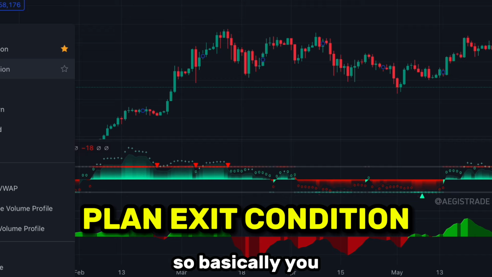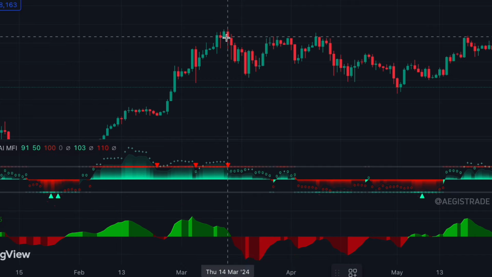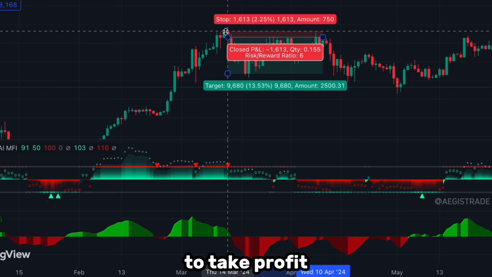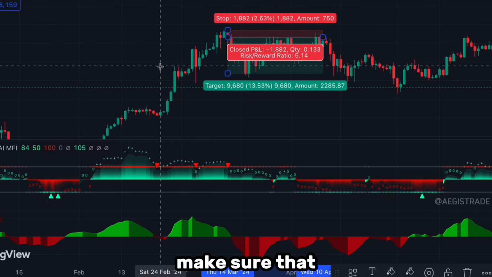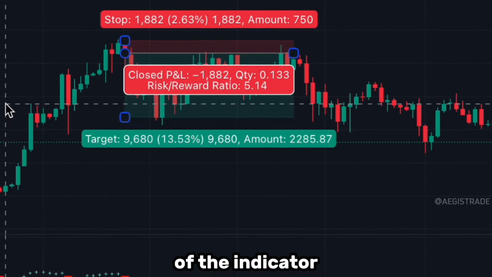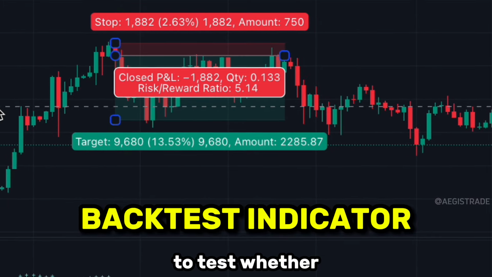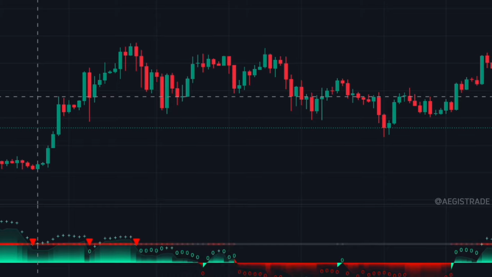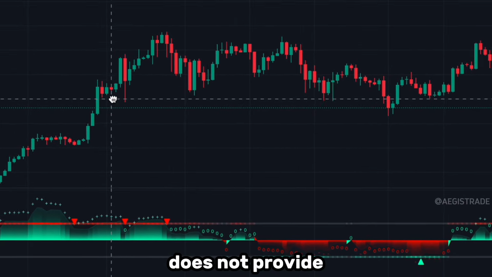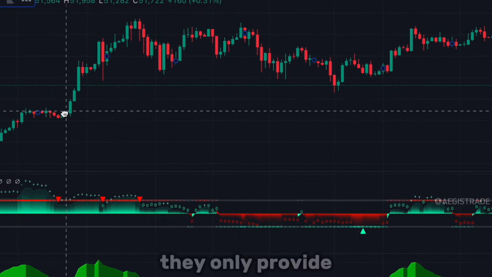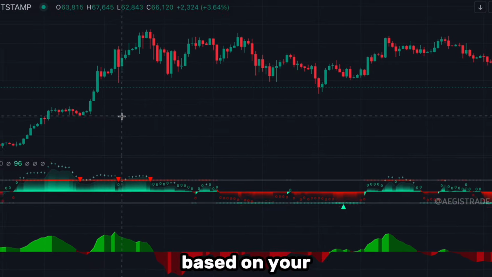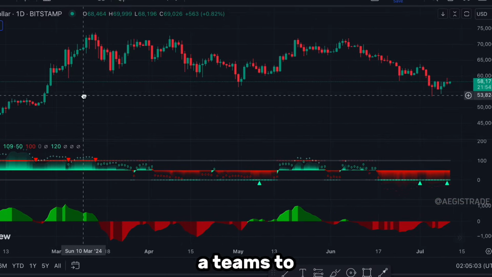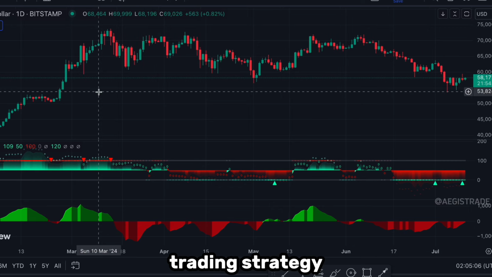So basically you can start to strategize your plan based on these two indicators. When there is a reversal, you can start to take profit or cut loss. Make sure that you backtest each indicator, maybe with paper trading, to test whether the indicator suits your trading strategy and time frame. As no indicator provides a 100% winning rate, they only provide the most suitable based on your trading strategy. You need to have numerous attempts to become familiar with the trading strategy.